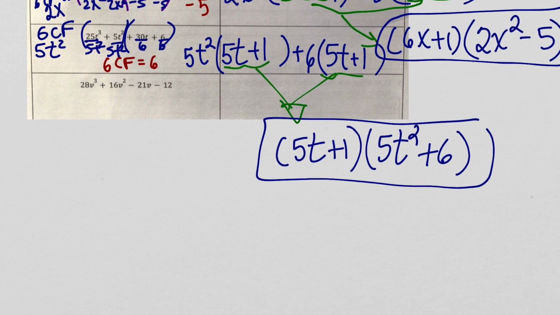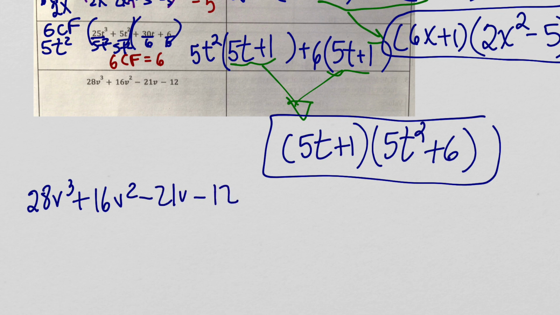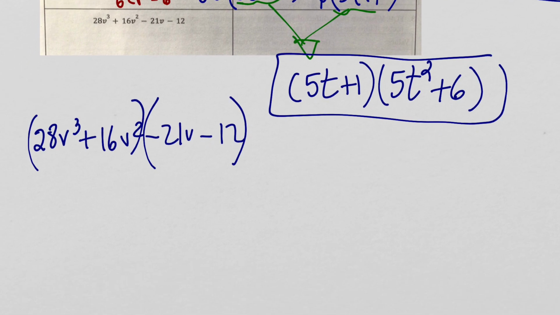All right, last question there. I'm going to rewrite it. 28v cubed plus 16v squared minus 21v minus 12. All right, we're going to factor by grouping. Okay, let's take a look at the first one there.